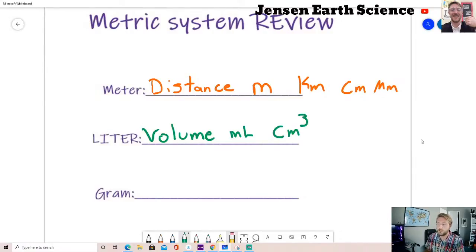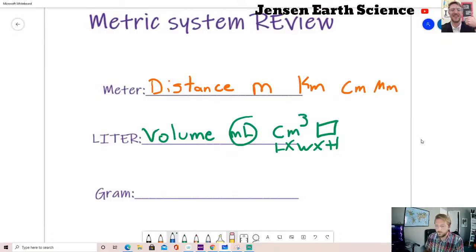Then there's also centimeters cubed. We'll be using centimeters cubed for a regularly shaped object like a square or a rectangle or a cube. In order to find centimeters cubed for volume, you'll use length times width times height. When we're using milliliters, we'll use a graduated cylinder, and we'll place the irregular item into a graduated cylinder filled up with a predetermined amount of water, and we'll see how it changes to figure out the volume of the object.